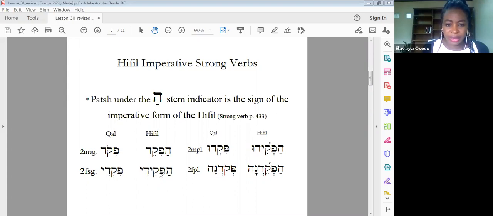And as you can see in the second feminine singular and in the second plural, we also have the Hiphil stem indicator, which comes between the second and the third root letter, the hirek plene form. We see the hirek plene also showing up in the second feminine singular and the second masculine plural, which is also an indicator of the Hiphil stem.